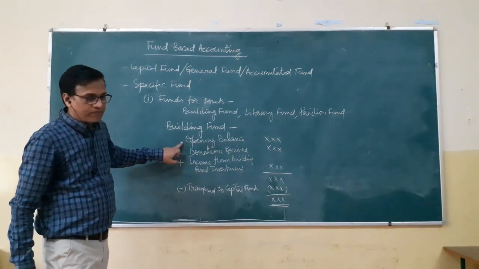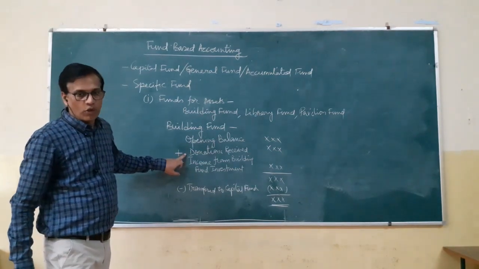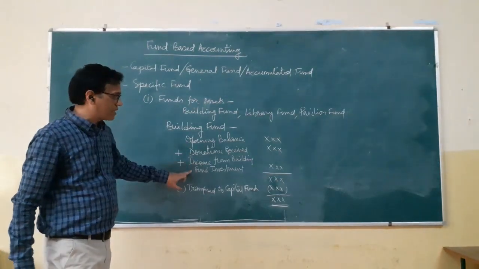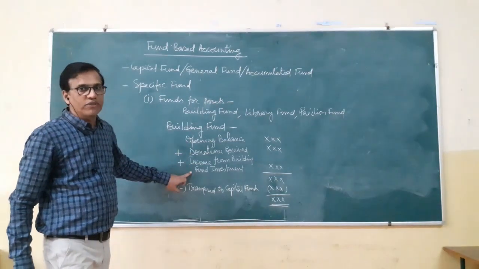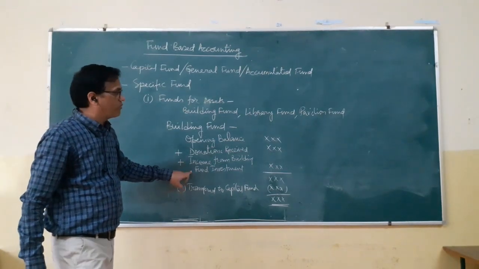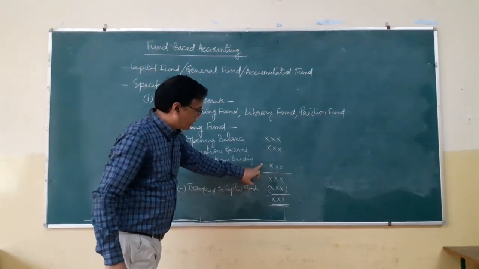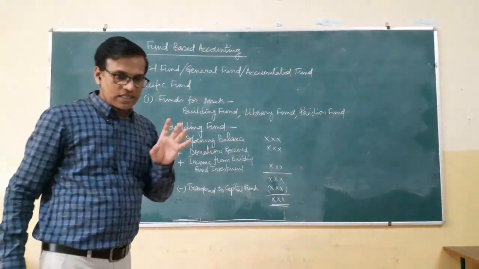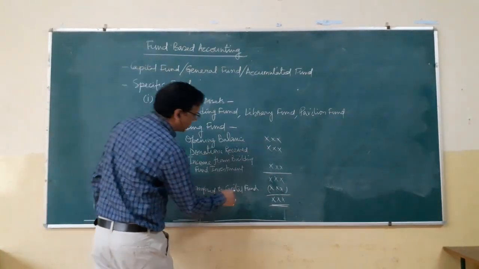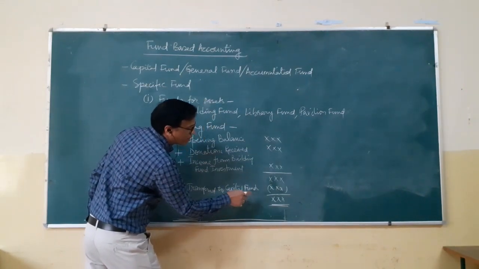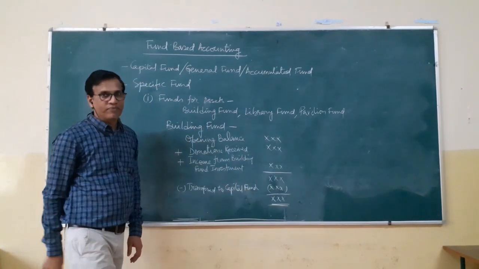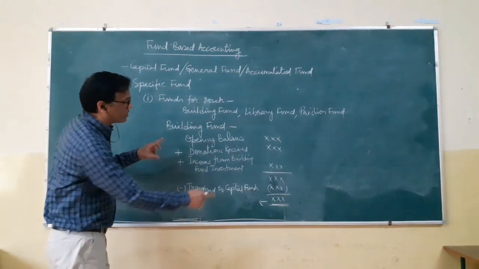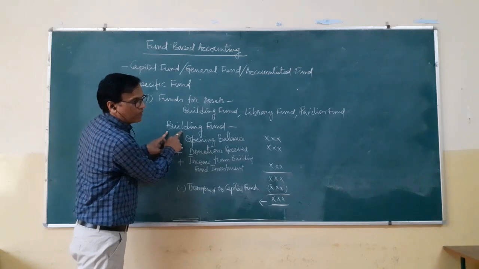The opening balance. You will add the donations received during the year. If any amount of building fund is invested outside and income is received on that building fund investment, we will add it there. Total of these three minus the amount spent for construction of building during this year will be transferred to capital fund. That means we are capitalizing that, and the remaining amount will be taken to the balance sheet. That means this is the amount remaining in the building fund.